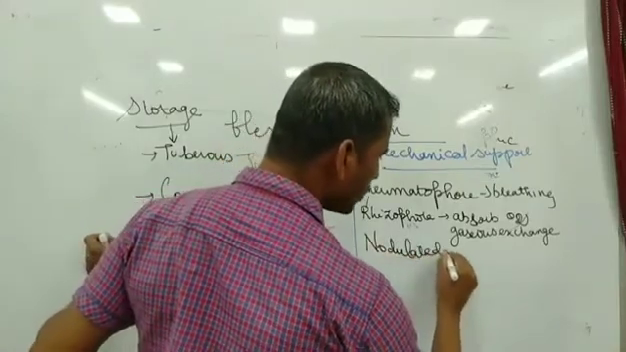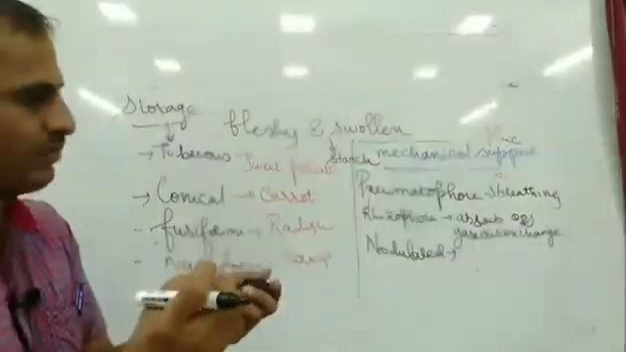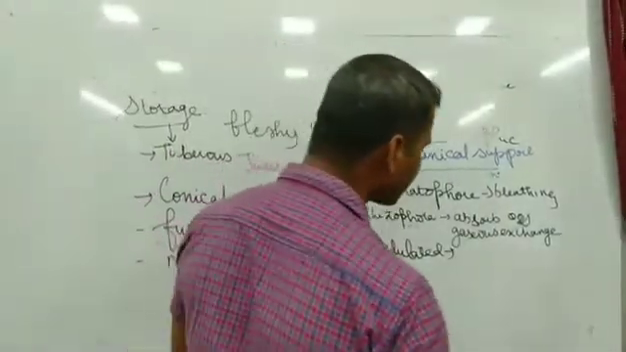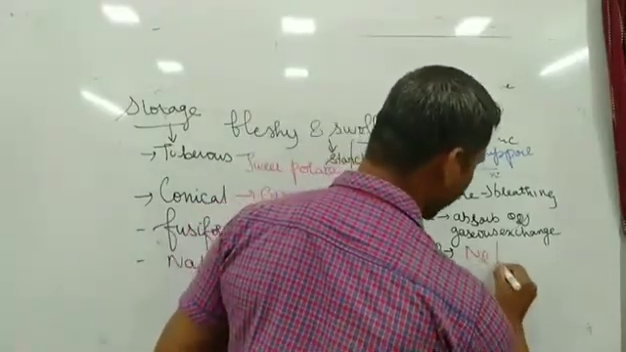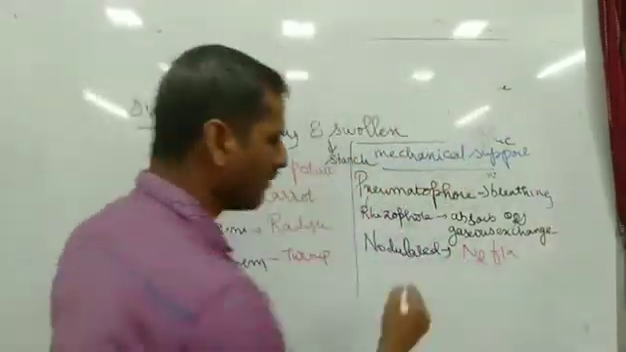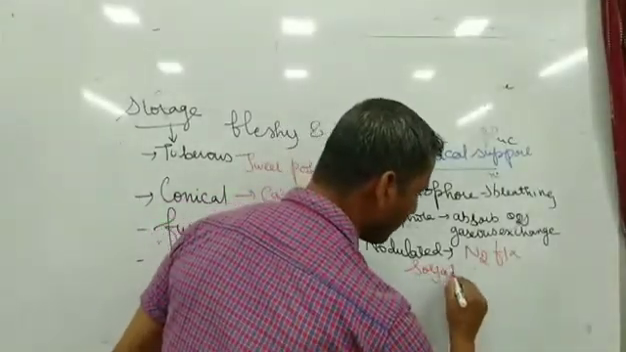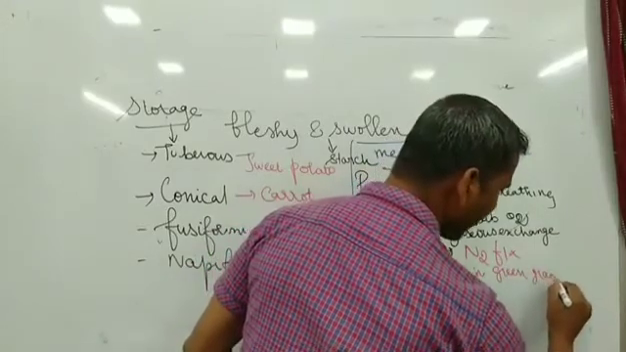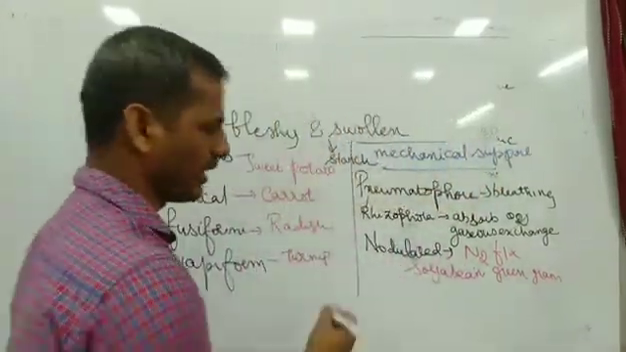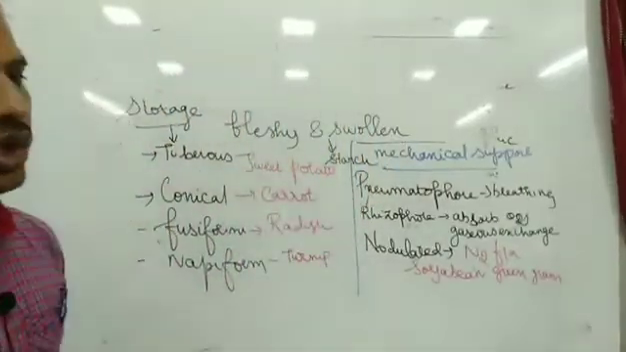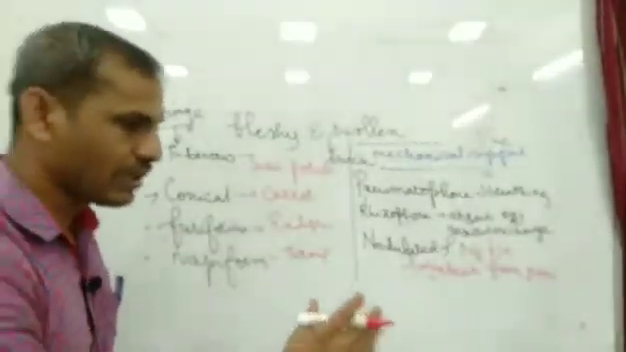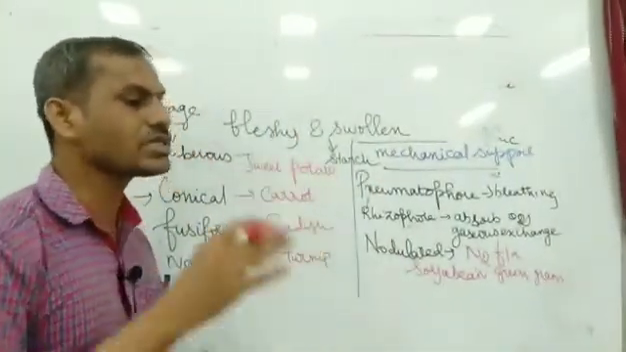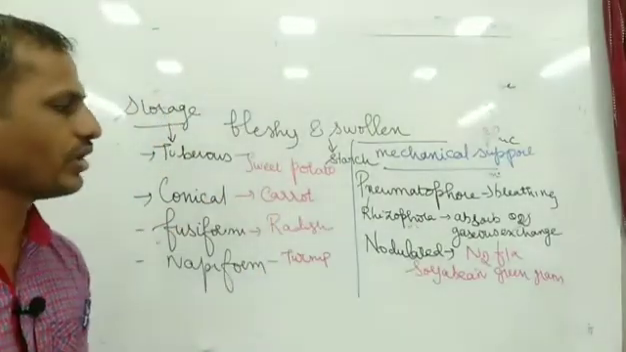What is nodal? The root has a nodule-like structure. Why? Because they want to fix atmospheric nitrogen. This kind of root is present in soybean, green gram, black gram, and groundnut plants. They have a nodule shape because it enables them to fix atmospheric nitrogen in the soil. So these roots are called nodulated roots.